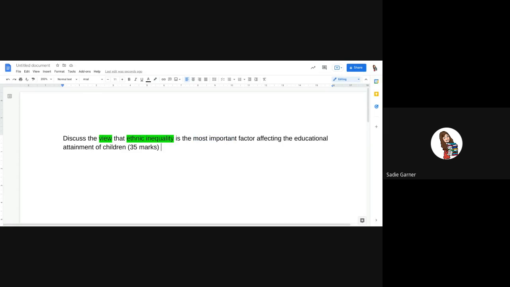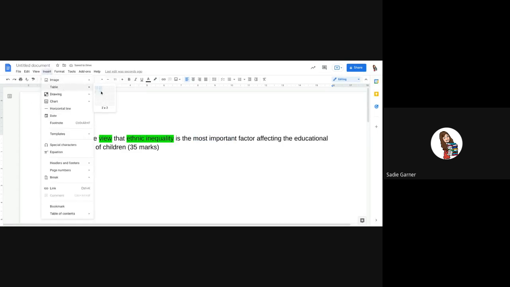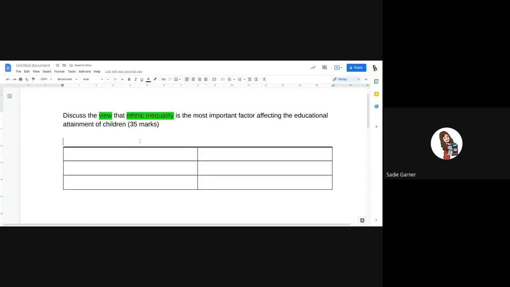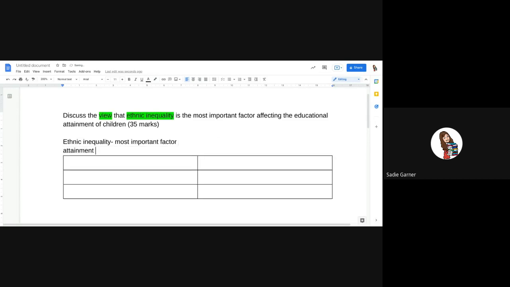So I'm going to do four against. I always aim for six, as should you. This side is going to be that ethnic inequality is the most important. That it's the most important factor that will affect the attainment or achievement, that it's more important.